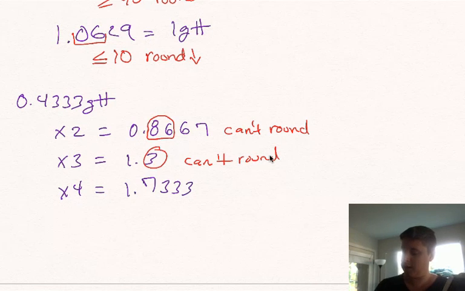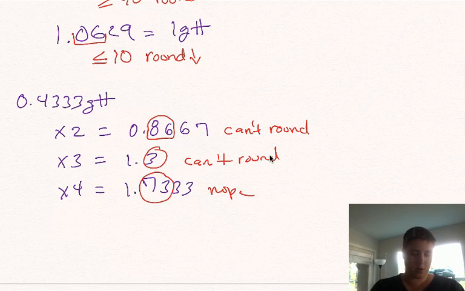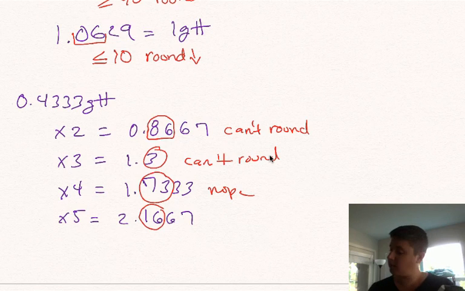1.733 repeating. Again, I look here. Nope, I'm not done yet. Okay, so I'm going to divide by 4. I'm going to times by 5. Oh, man, so close. 2.1667. Man, so close. But that's 16, right? 16 is not less than 10. It's not greater than, so nope.